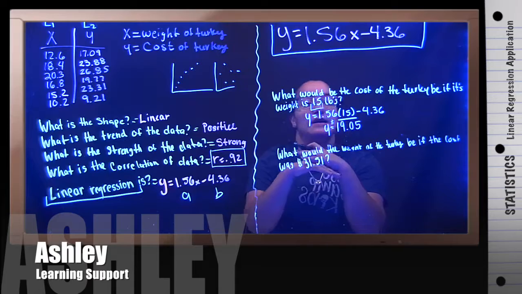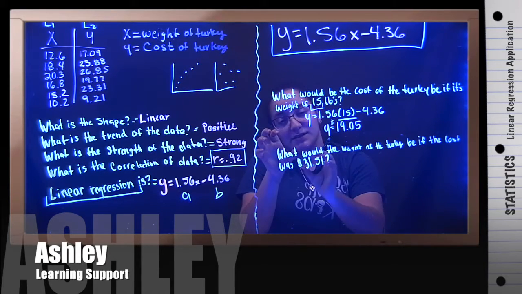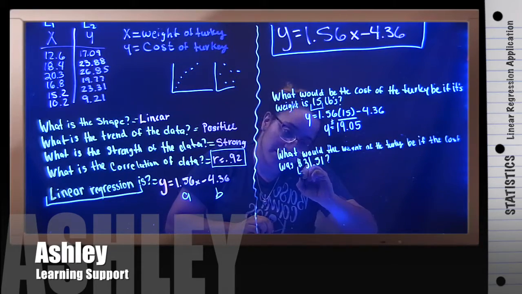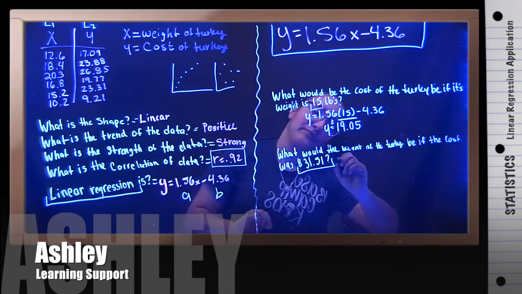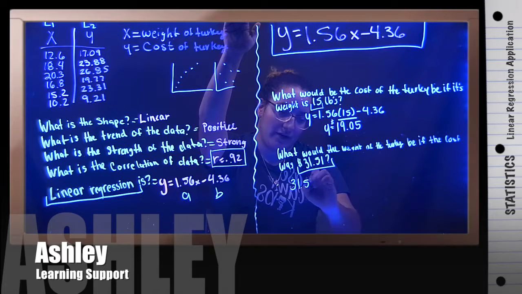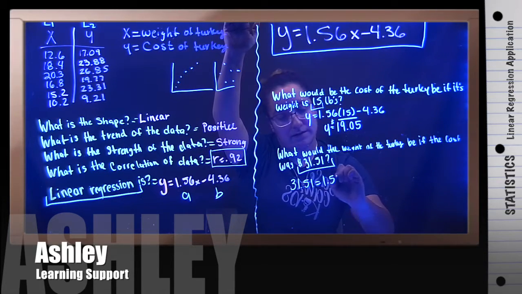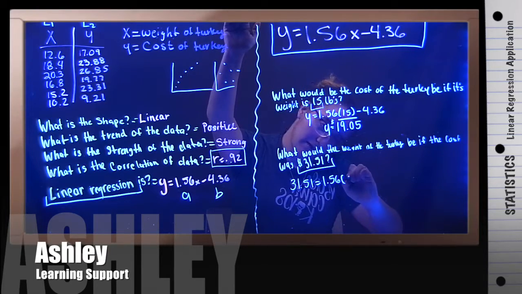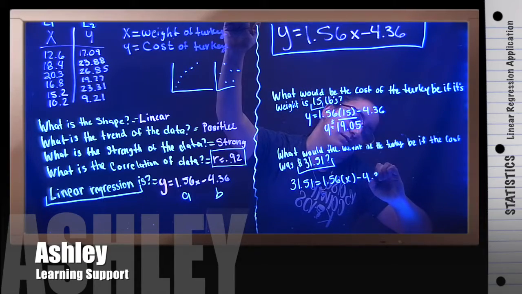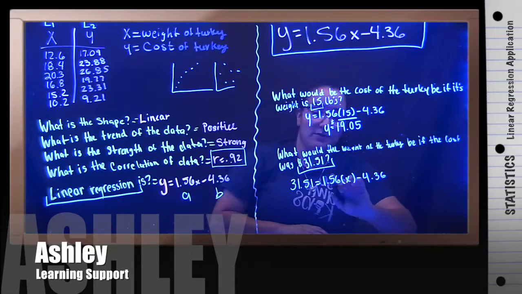Okay, now what if the next question is, what would the weight of the turkey be if the cost was $31.51? Now with this, you want to find X. So it would look like this. 31.51 is equal to 1.56X minus 4.36. Now, the first thing you want to do is try to get X by itself.